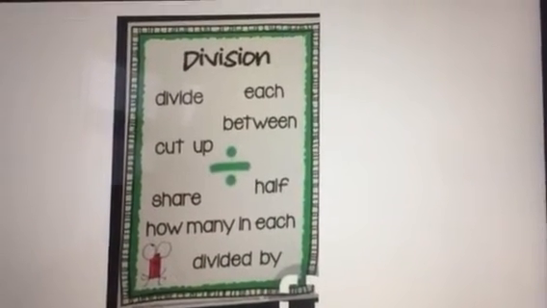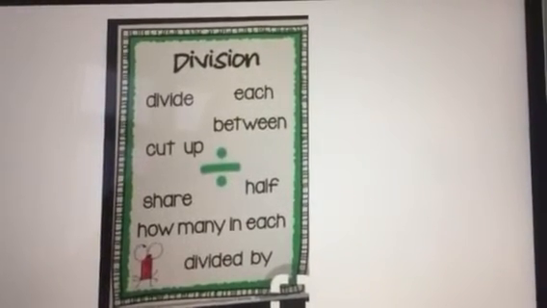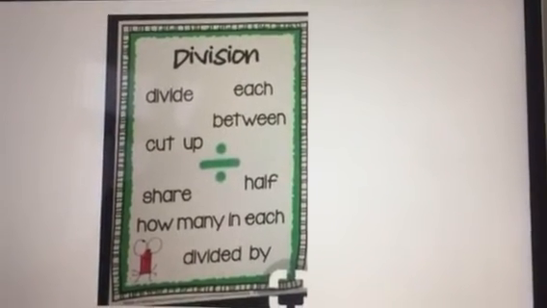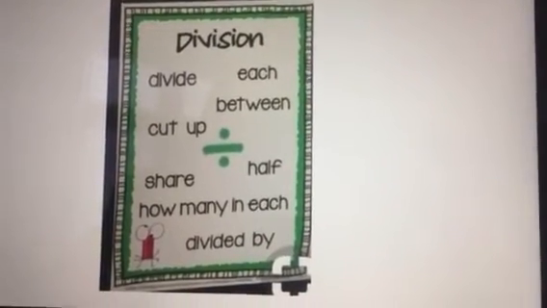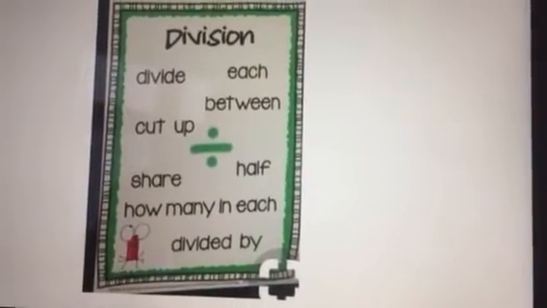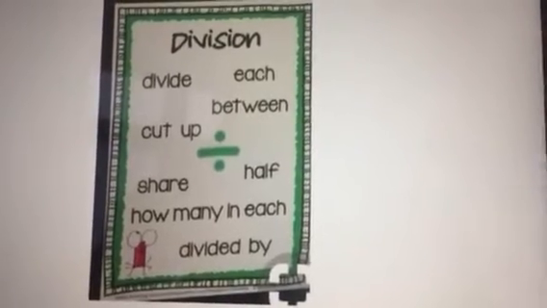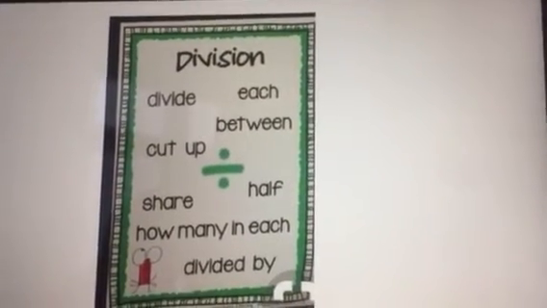So do spend some time understanding the terms that go with addition, subtraction, division, and multiplication. Understand which ones are opposite, and when you see the words, then you can decide it's either division or multiplication, and then you can read it to figure out the context.